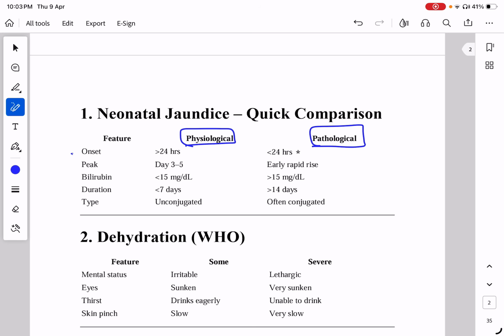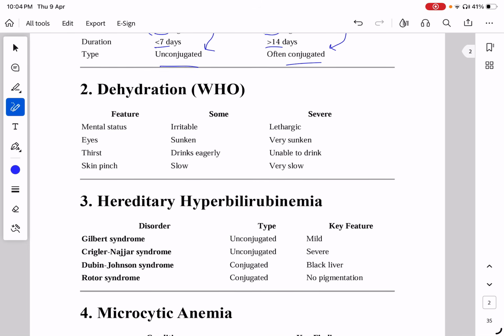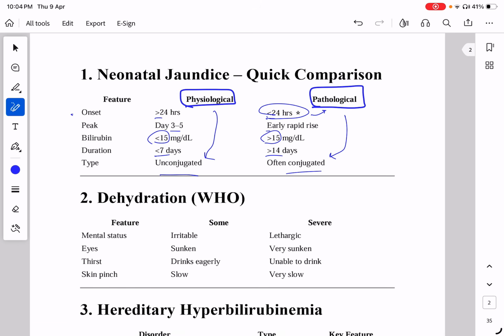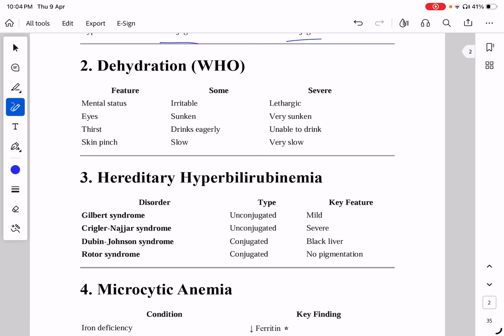Physiological jaundice onset is more than 24 hours. If it's less than 24 hours, then it's most likely to be pathological. Peak for physiological is around 3 to 5 days, while an early rapid rise, that is less than 24 hours, is pathological. Bilirubin is usually less than 15, while in pathological it's more than 15. Duration is less than 7 days, while pathological jaundice can persist for more than 14 days, and the type of physiological is always unconjugated, while pathological is often conjugated. So this is the difference.